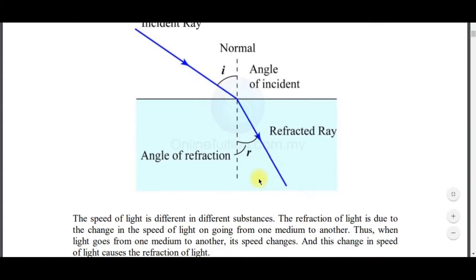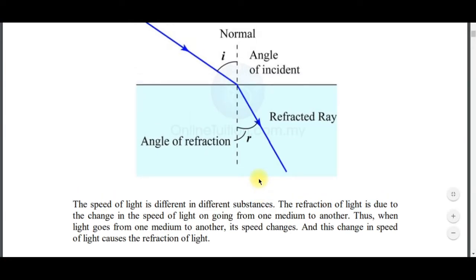Why does this happen? Because in different substances, different mediums, the extent to which the ray bends towards the normal is different. The speed of light is different in different substances. The refraction of light is due to the change in speed of light on going from one medium to another. Thus, when light goes from one medium to another, its speed changes, and this change in speed causes the refraction of light.